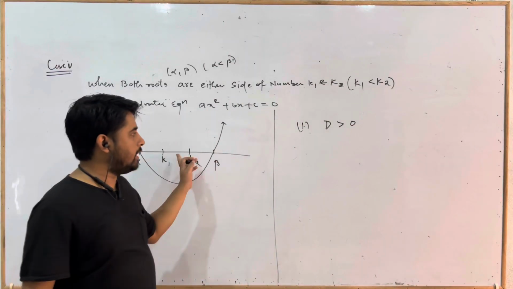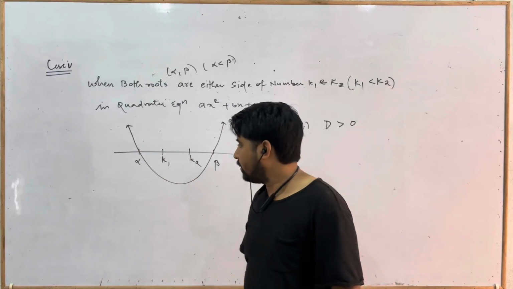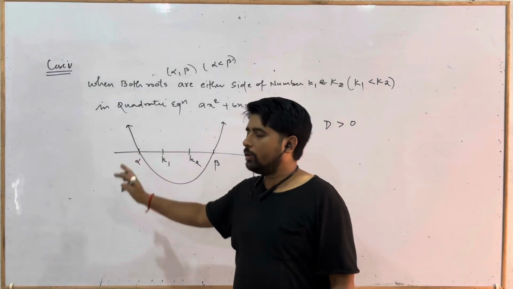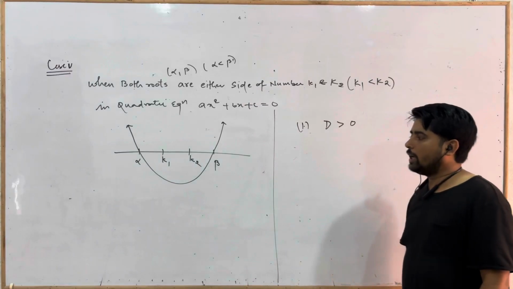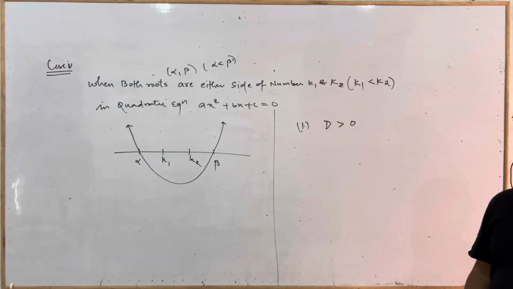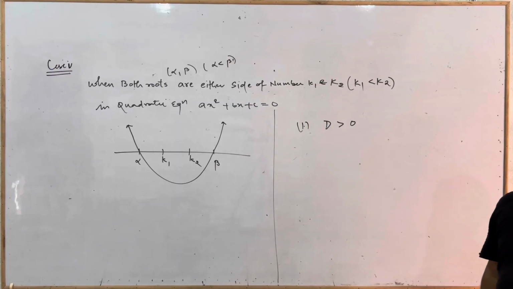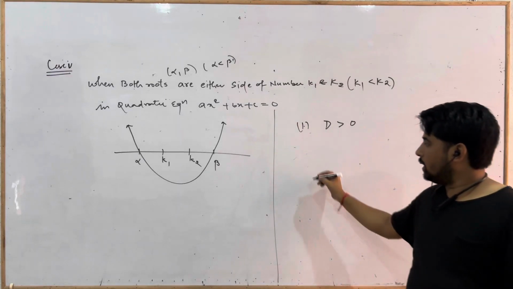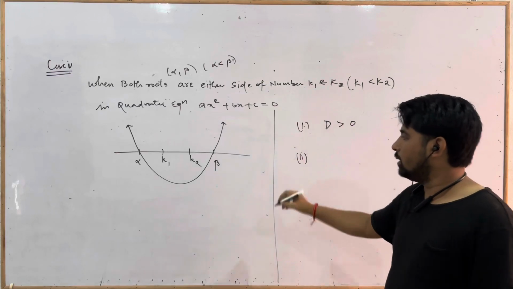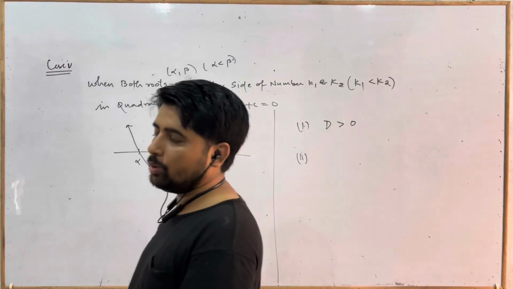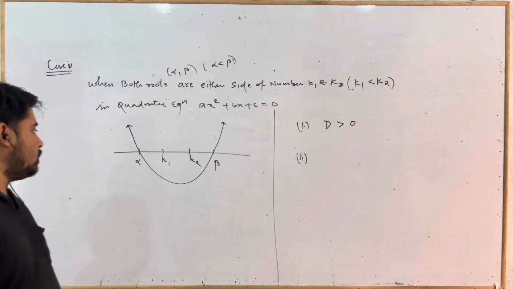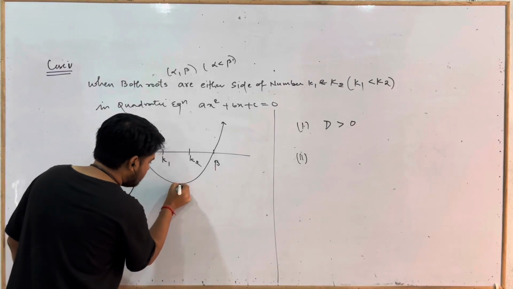There is no possibility that D can be equal to 0. Right? Because if you make D equal to 0, k1 and k2 will be on only one side of the graph. Sorry, alpha and beta will be on only one side of the graph. So D is greater than 0. Right? Now the second condition, minus b by 2a with respect to k1 and k2. So look at here. If I am going to write this, this is minus b by 2a.